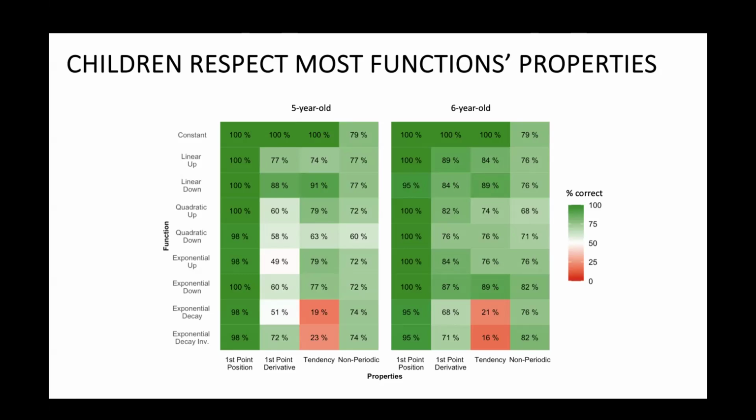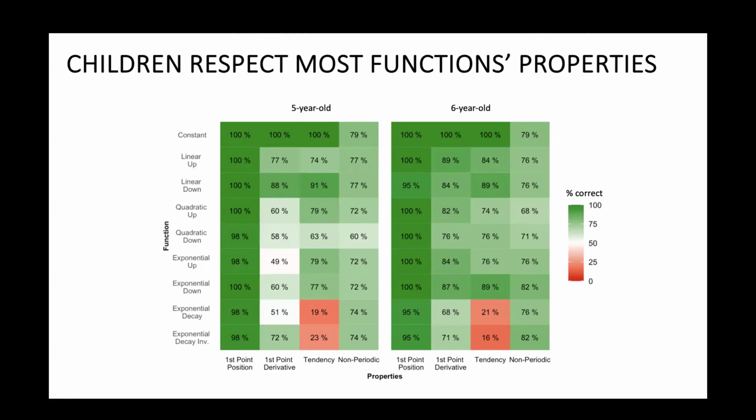You can see that the children at 5 years old still had some trouble avoiding making discontinuities, which is the meaning of the first point derivative, whereas at 6 years old, most of them were able to prolong the pattern without making any points of discontinuity. And the same applies to tendency.